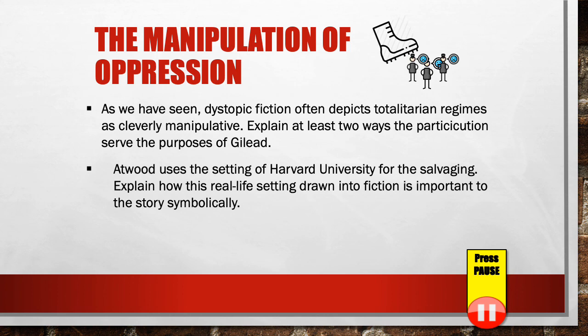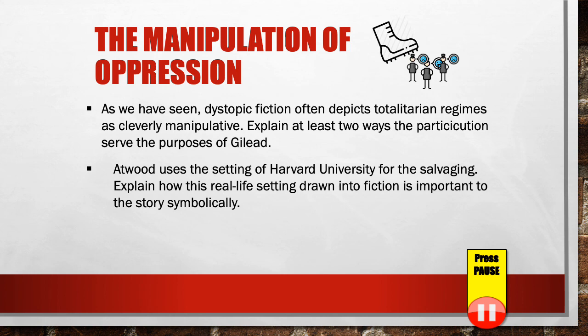The question about Harvard University, which, as we all know, is an actual place in real life, Atwood kind of draws from this real life setting to add to the story symbolically. I think the actual setting of the persecution is in front of the Widener Library in Harvard Yard. But anyway, Harvard University is one of the best universities in the world. And of course, like all universities, it symbolises the free pursuit of knowledge. So it's interesting that Atwood has chosen it as the location for the salvaging.